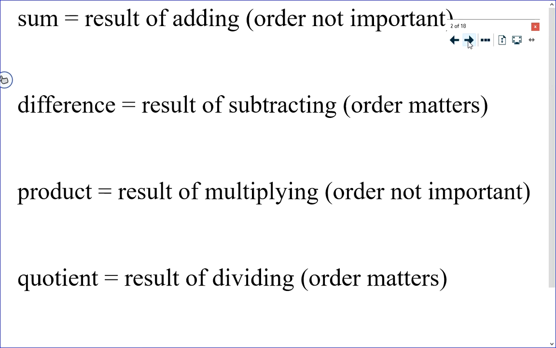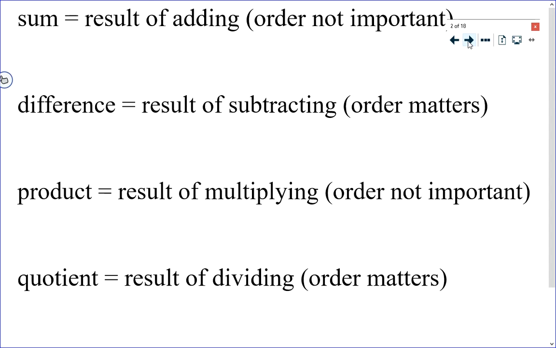The word product is the result of multiplying. And when you multiply 2 things, whether they are numbers or, as we will do today, functions, it doesn't matter the order in which you multiply. 2 times 8 is 16, and 8 times 2 is also 16.